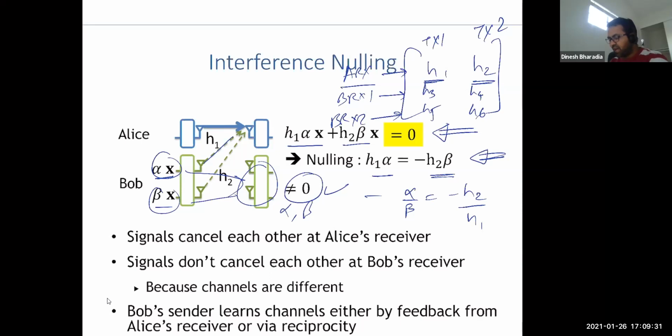The condition is that when you multiply alpha comma beta with this, only the first entry should go to zero and the others should be non-zero. Okay. Everyone clear on this?